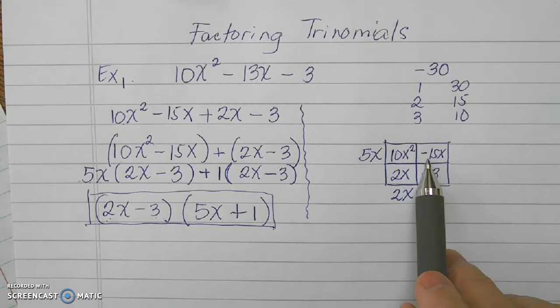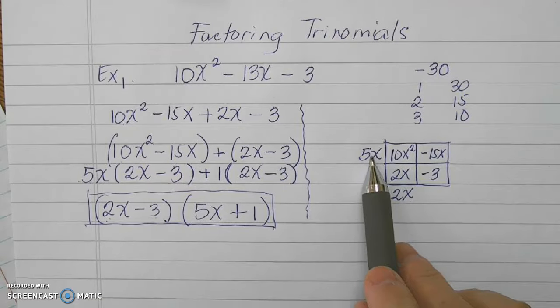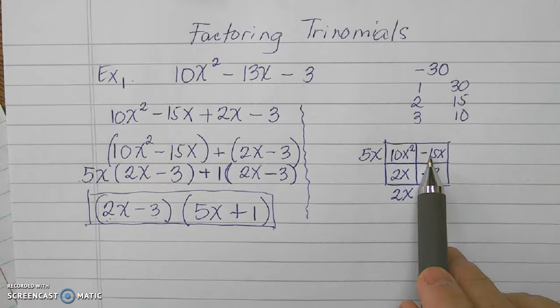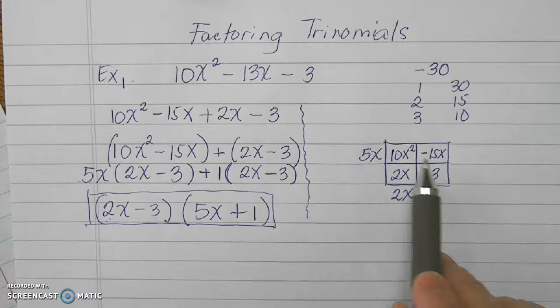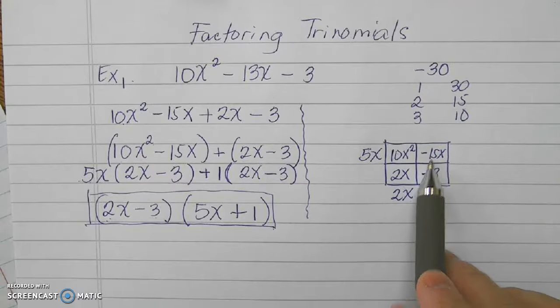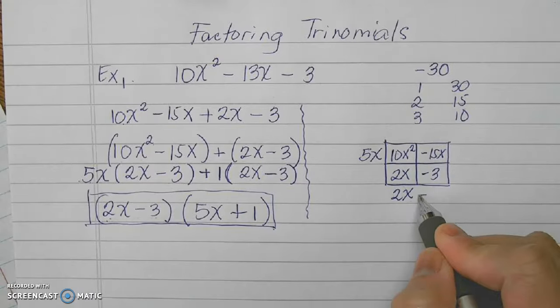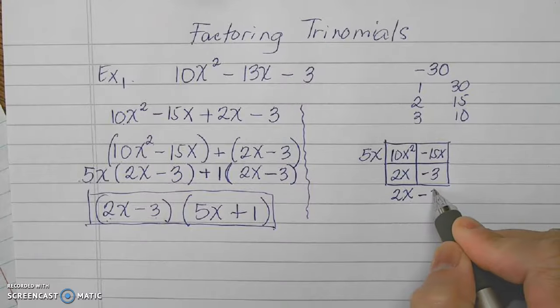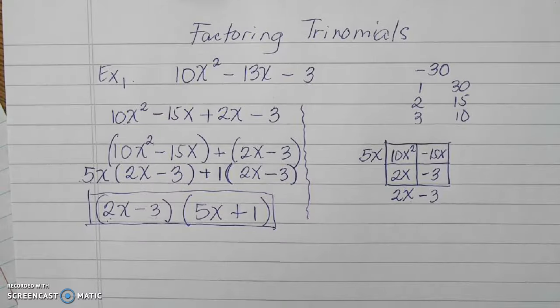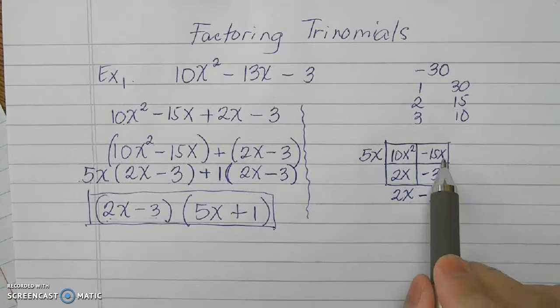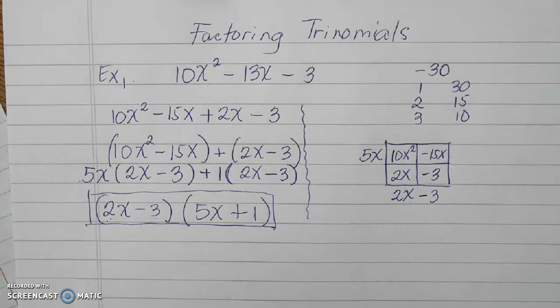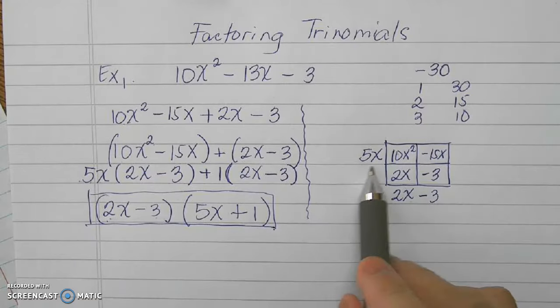So here, see this 5x and negative 15x. What will I multiply with 5x to become negative 15x? Is it negative 3? Let's check. Negative 3 times positive 5x, negative 15x. Alright. Now here.